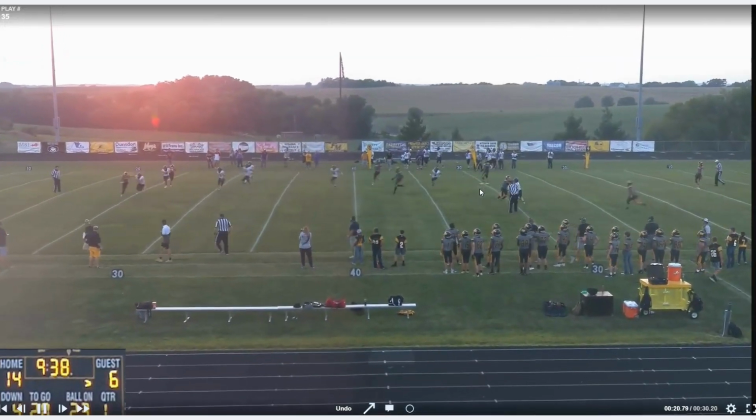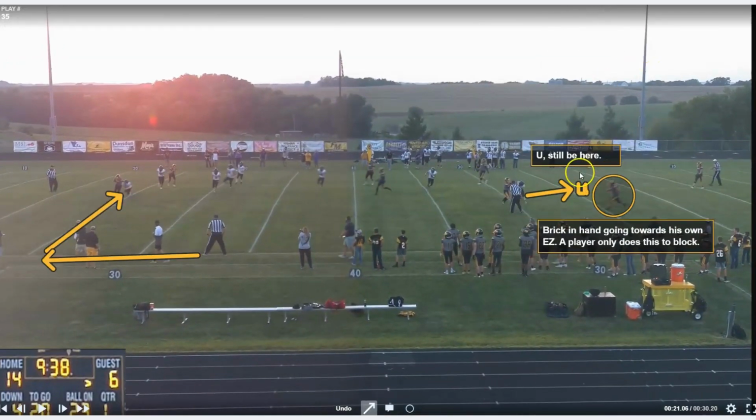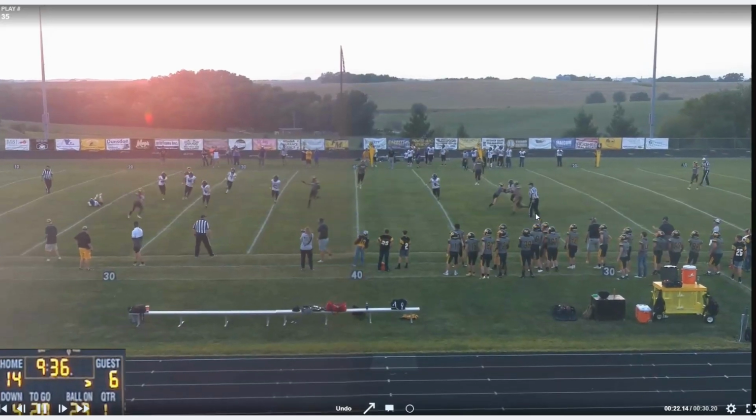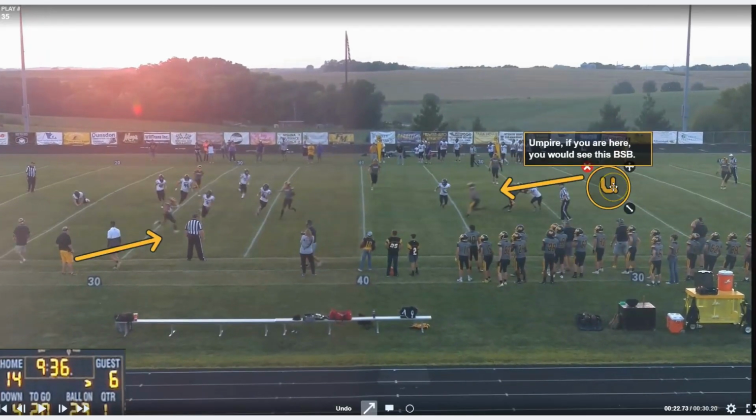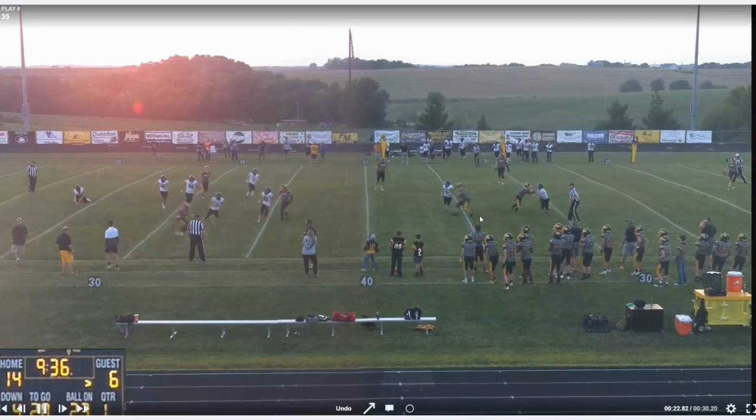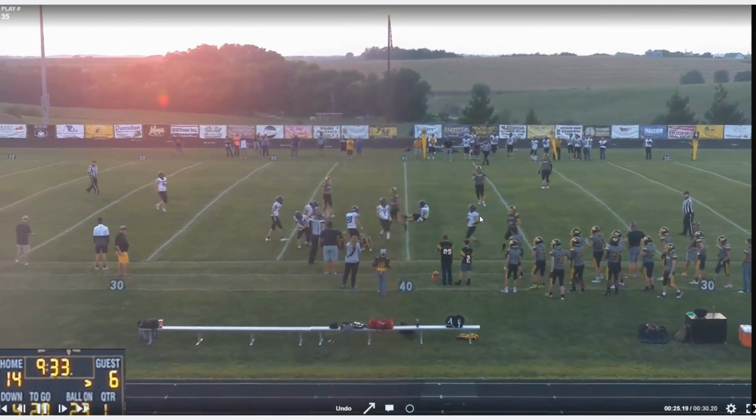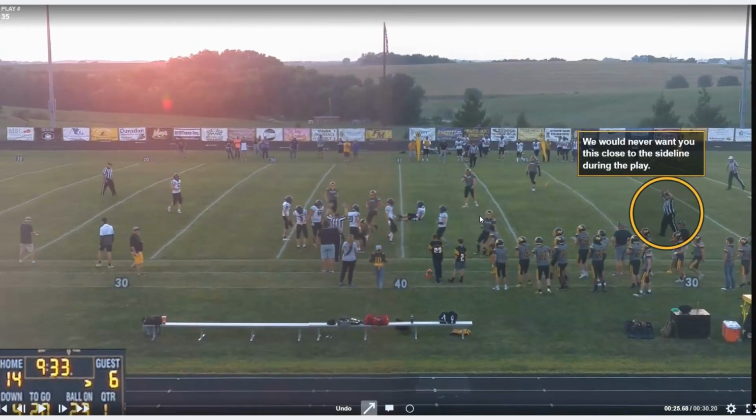So again, if we continue, if the umpire was still in this position, then you'd be looking back here. You'd be on this block right now, but pretty soon you would see this guy running at a high rate of speed with a brick in his hand. And again, umpire, if you are right here, which is where we would want you, you're going to give up this block when you see this, and you're going to get that block right there. And just a reminder, umpires, we want you staying more in the middle of the field till the play's over. We would never want you that close to the sideline.